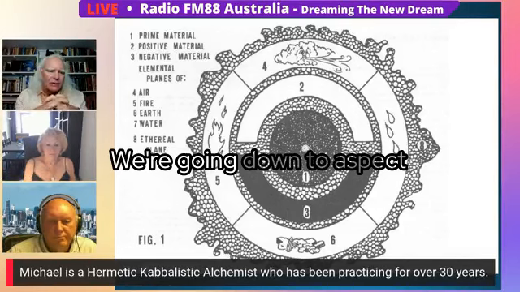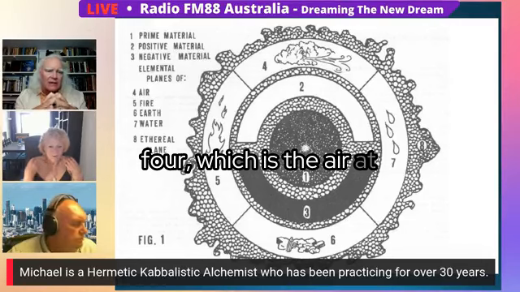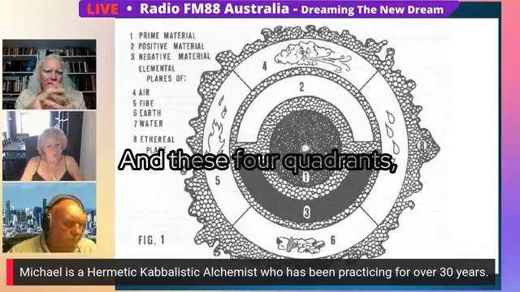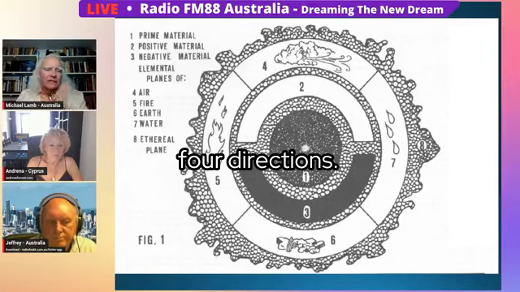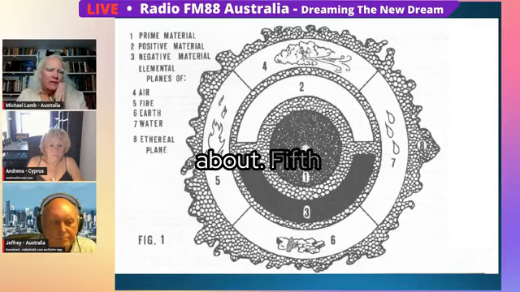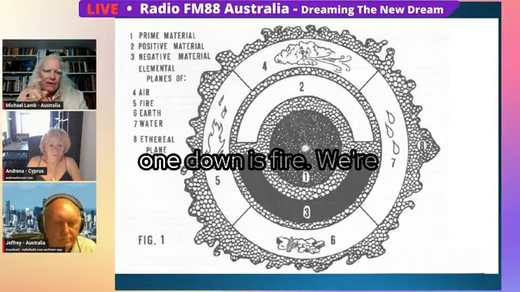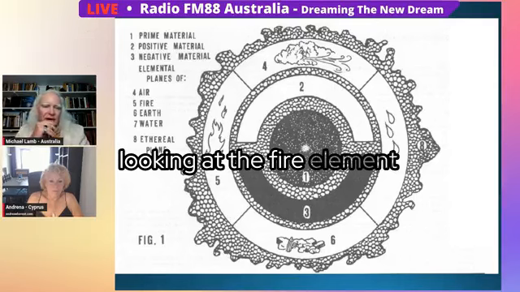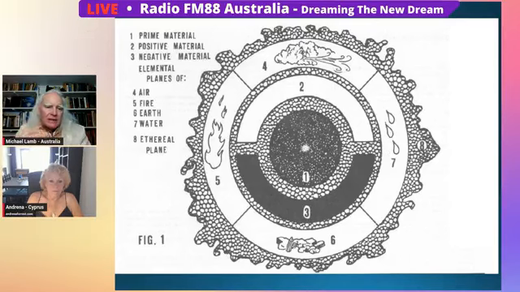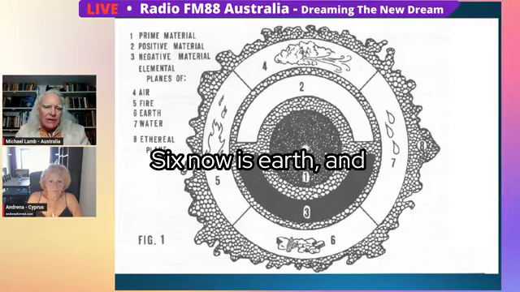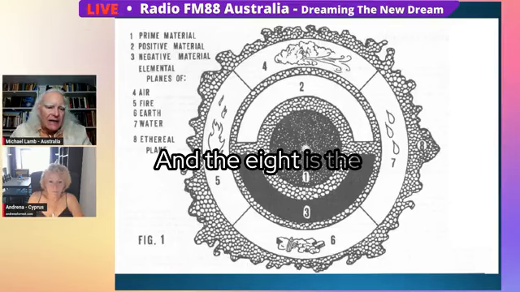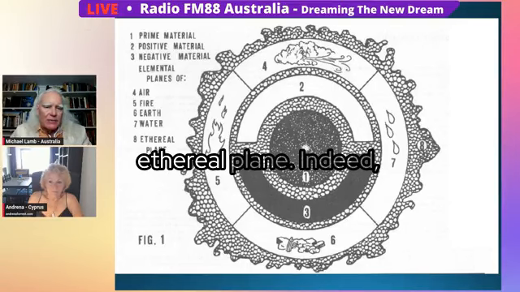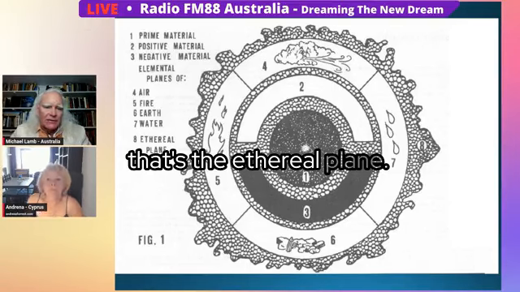We're looking at the next aspect of this. We're slowly looking at this. We're going down to aspect 4, which is the air at the top there, and these 4 quadrants or 4 quarters, 4 directions. Air element we just spoke about. 5th one down is fire. We're looking at the fire element there, flame. And number 6 now is earth, and number 7 is liquid water. And the 8 is the ethereal plane. Indeed, that's the ethereal plane.